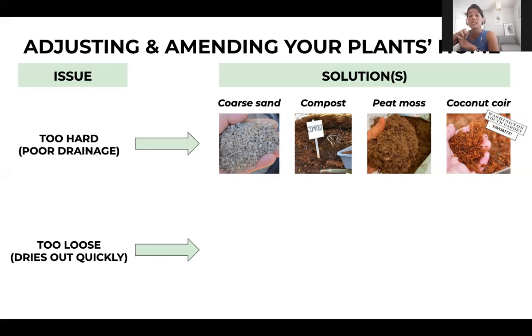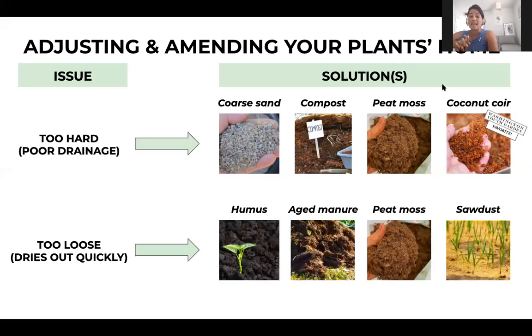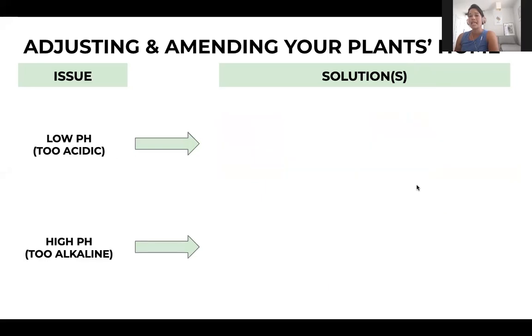Let's say your soil is too loose and it dries out really quickly. What can you do? You can add, again, compost or humus. You can add peat moss again, or you can add manure and sawdust. All these things will help soak up water and help get your soil texture right. Next slide.